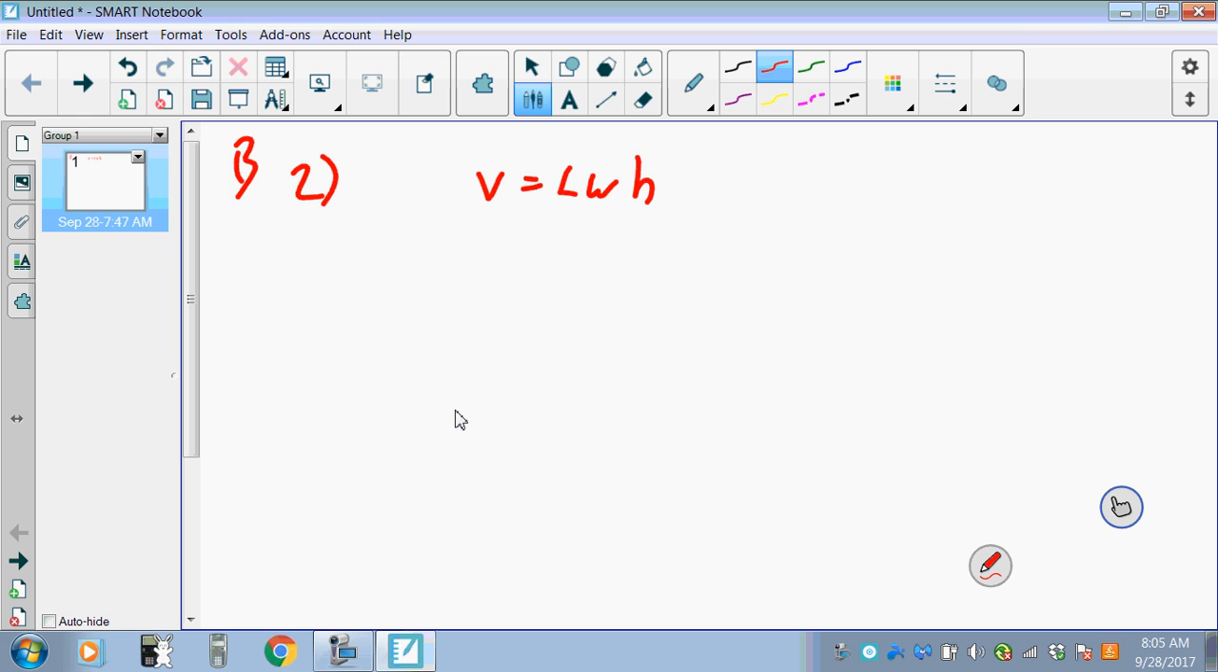Rewrite this equation in terms of W. Okay, so straightforward, same thing we were doing before. It's going to be 1W. Again, what I do to one side, I must do to the other. Width is going to be volume divided by length times height. Okay? Retrieve.